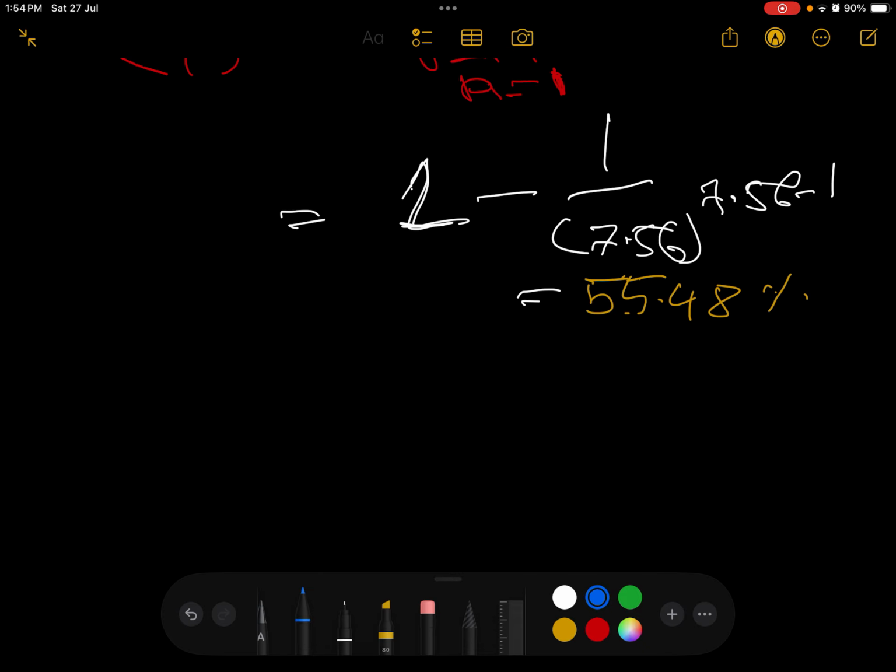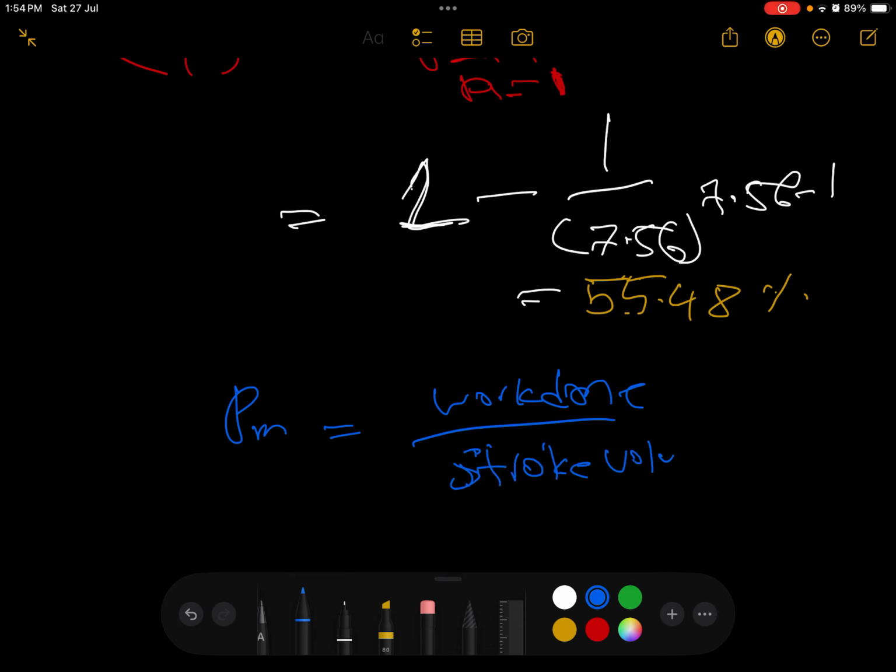So now let's find the work done. We need to find the work done to find the mean effective pressure. Mean effective pressure is the PM, okay? So PM equals work done divided by stroke volume. We do know what stroke volume is. In the first video, it is the VP, which equals V1 minus V2, right?